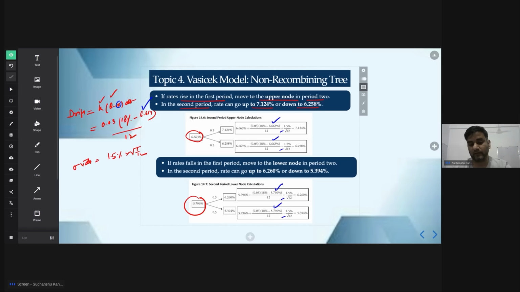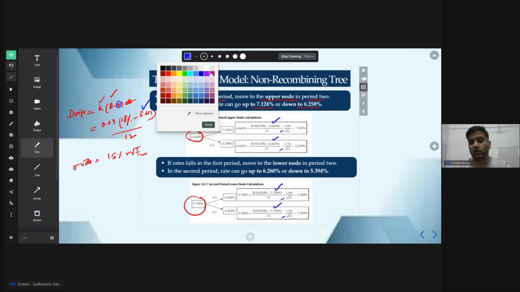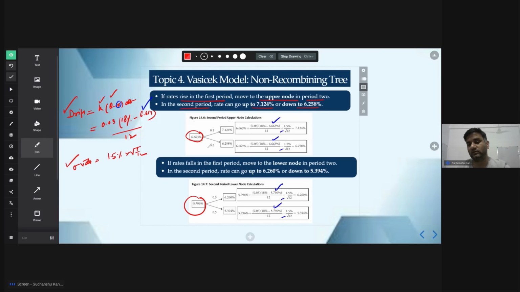Then when you have your down node, there also in the up part we get your 6.260 and your 5.394%, right? So the calculation part, I think that is not that difficult, right? If you clearly know your drift and sigma root dt, I don't think there should be any difficulty with the plus minus part.